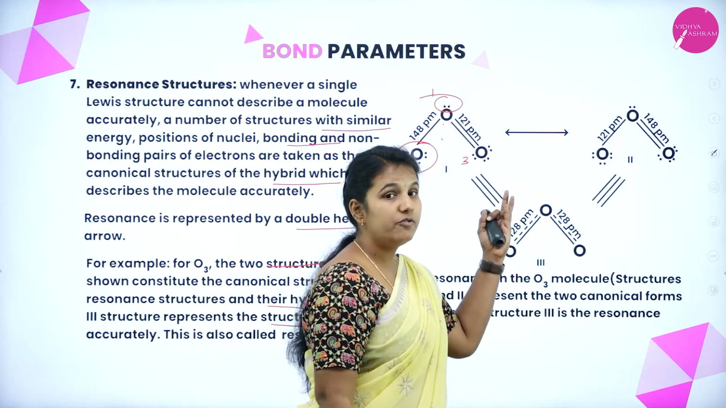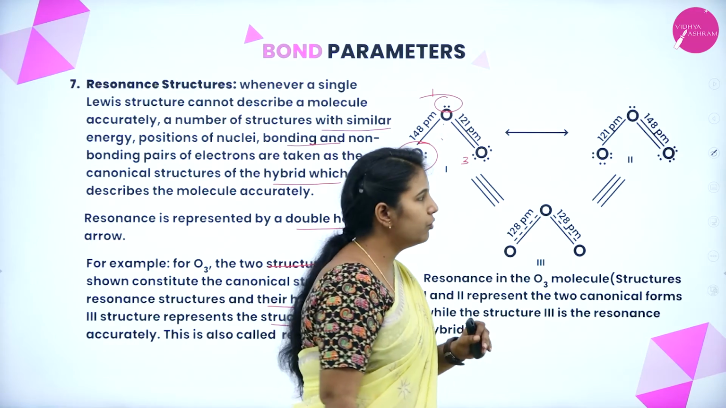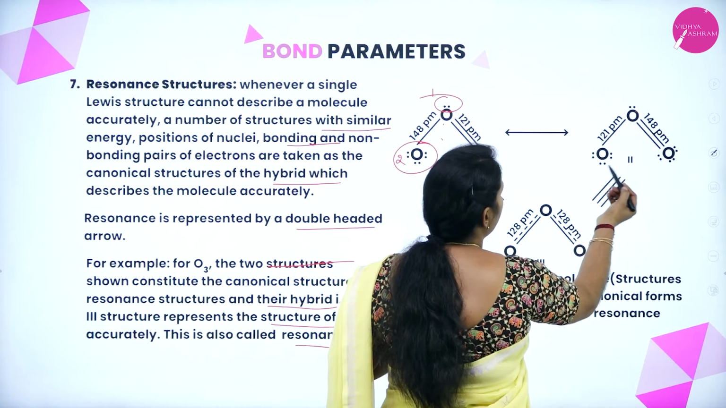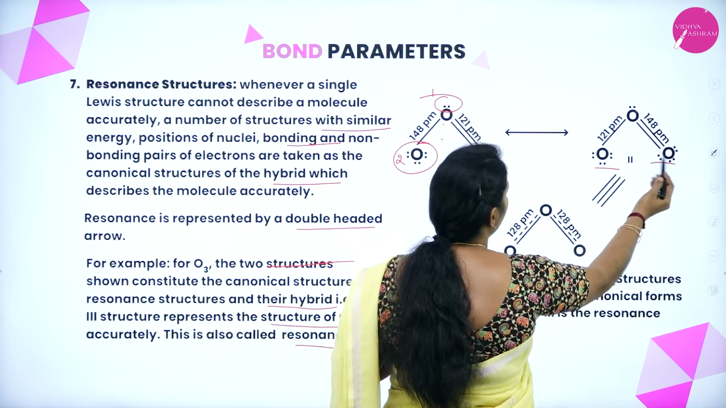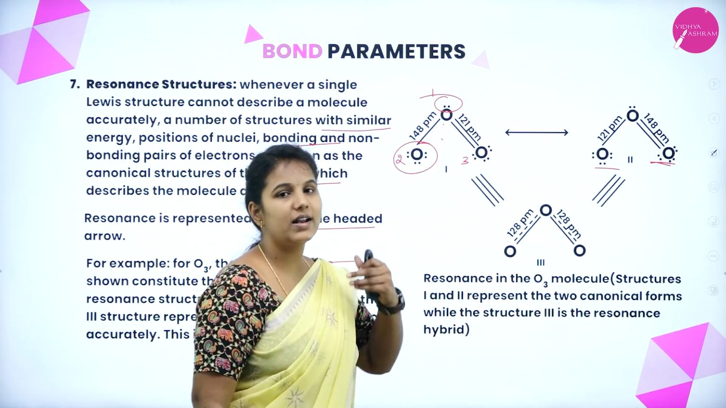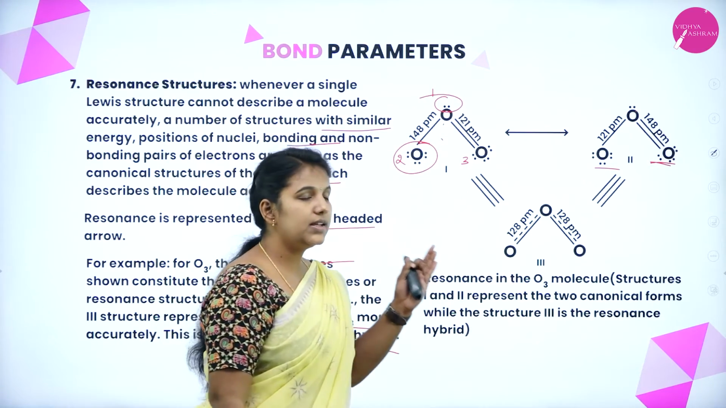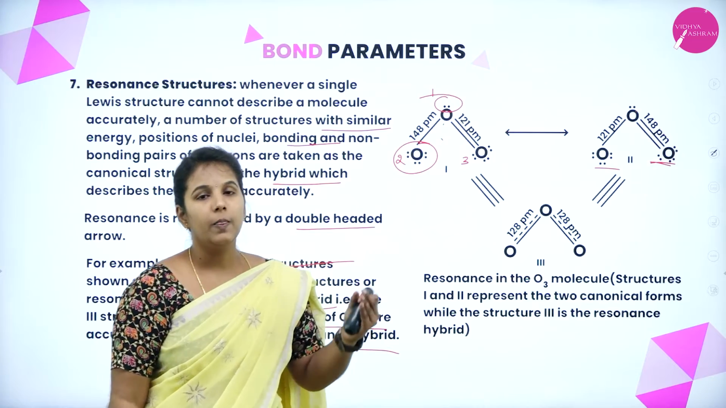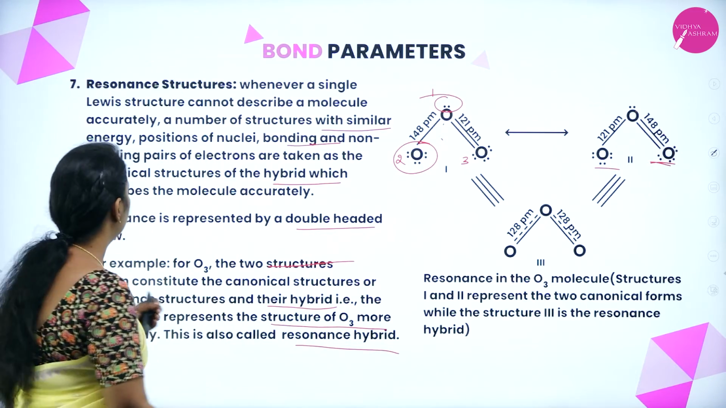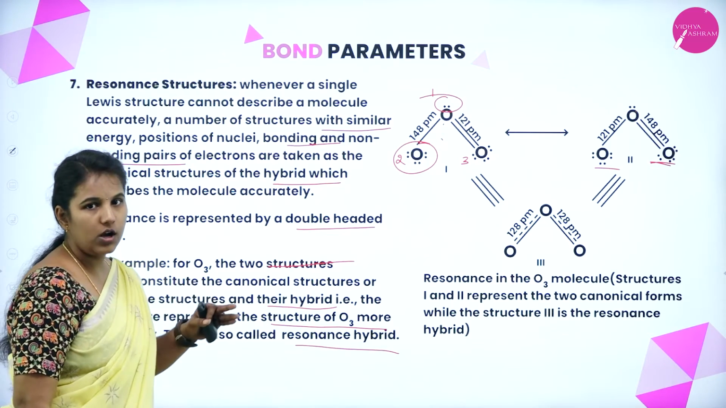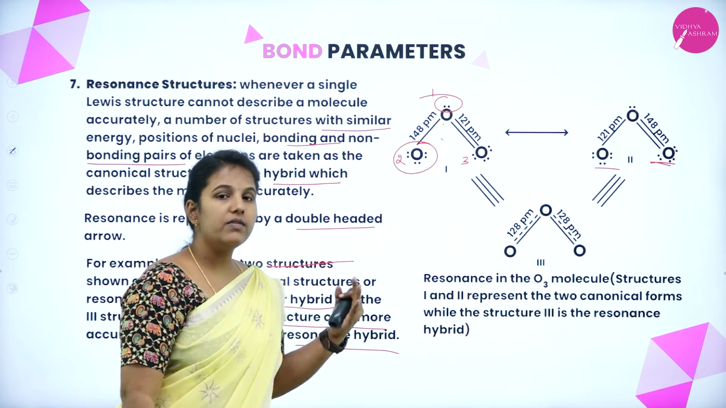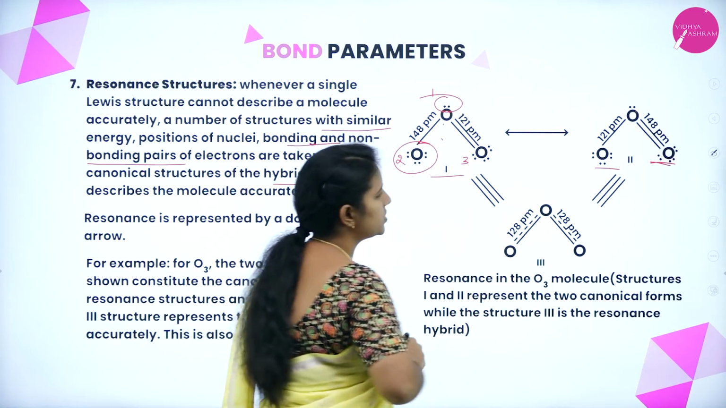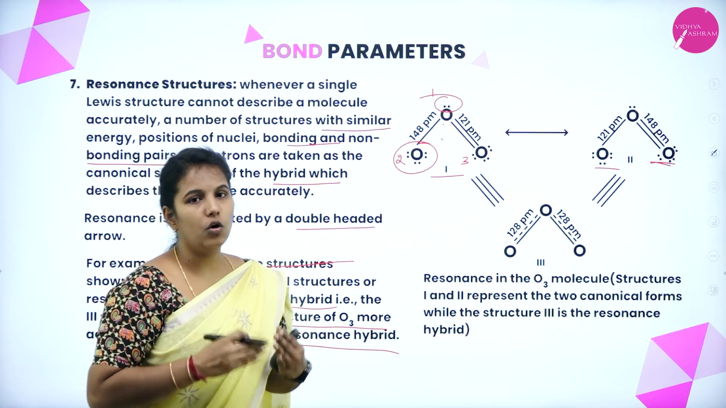You can see I have written another form of this ozone molecule. Here also the end oxygen atom has 6 electrons, and another 6 electrons at the other end oxygen atom. When writing resonance structures, we keep the nuclei, the bond angle, and the bonding and non-bonding pairs of electrons constant. We call this a canonical structure. Here structure 1 and structure 2 are the canonical structures of the ozone molecule.